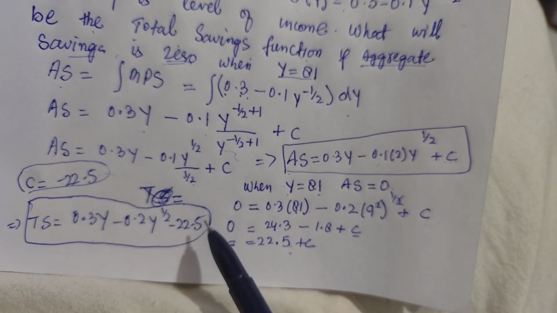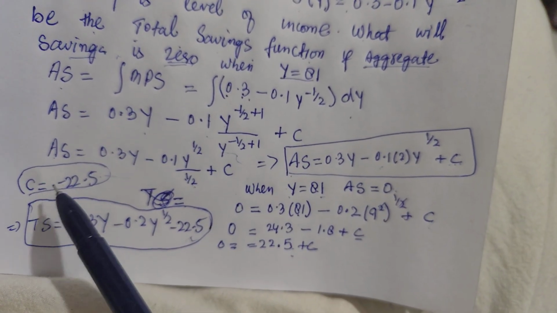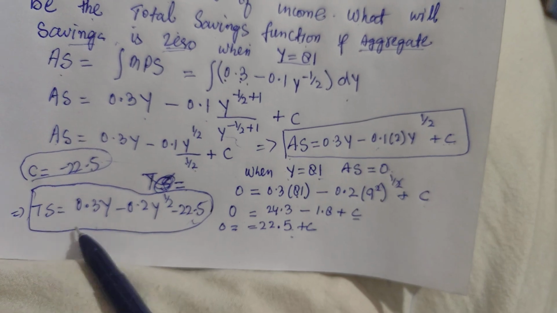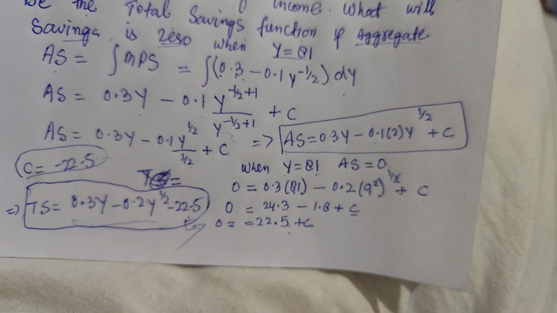It will denote our autonomous savings here. So plugging the value of c equal to minus 22.5 in the total savings function, we get what we call the savings function.